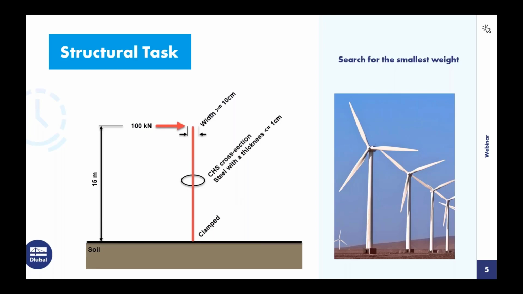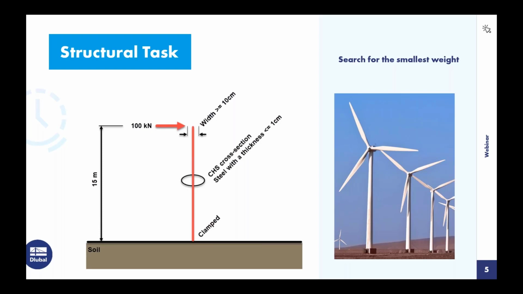Here I try to present what I want to do in the next hour. I drew, within a painting application, a small cantilever beam that we clamp at the bottom in the soil. It has a height of 15 meters, and I load it with a horizontal shear force of 100 kilonewton. And the engineers require from us a minimum width of 10 centimeters at the top.